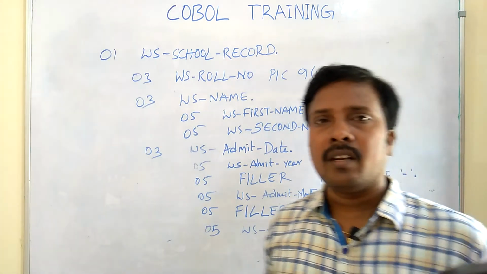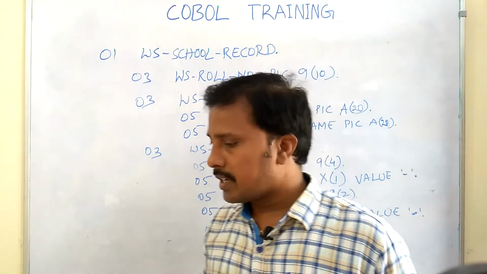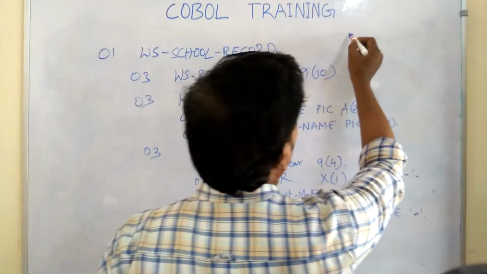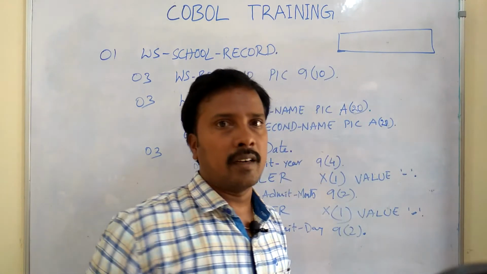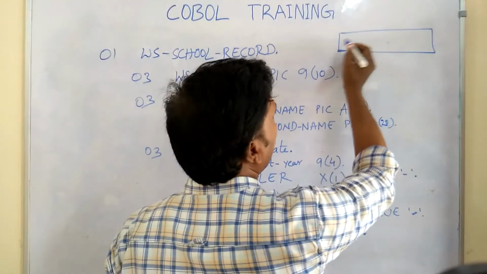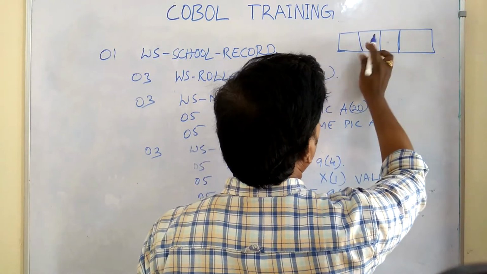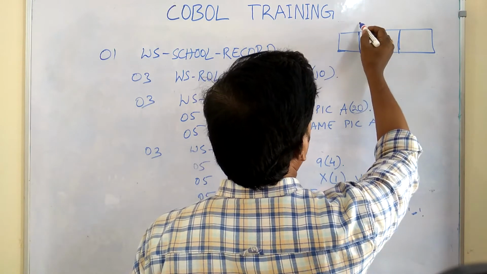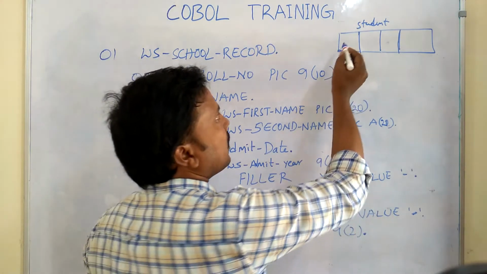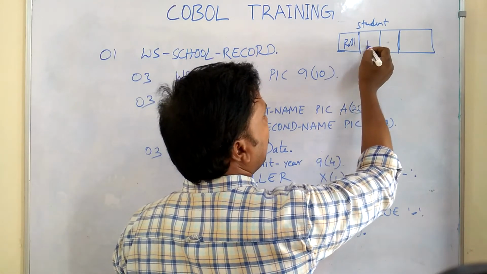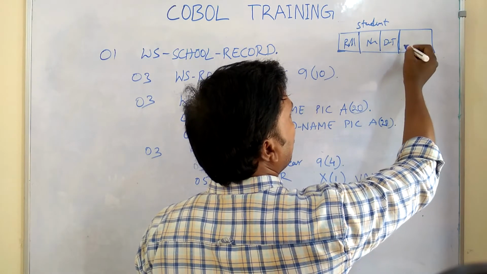Here, firstly, we have to understand what a record is. Generally, a record, for example, is a table row, that means a row may contain a number of columns. If I take one student record, a school student record, it may contain roll number, name, date of joining, something like that, maybe address.